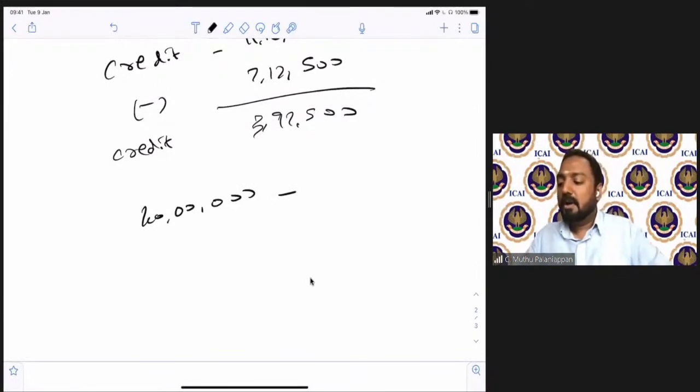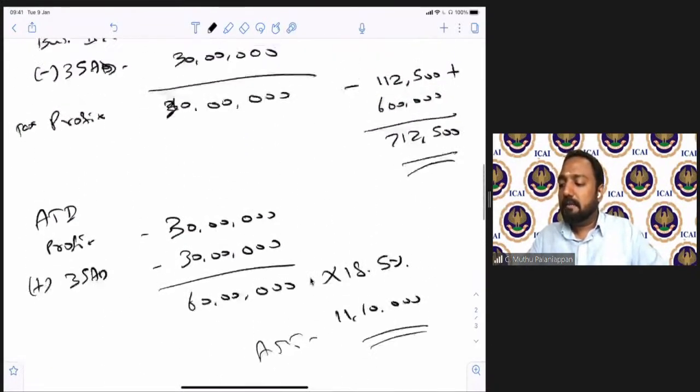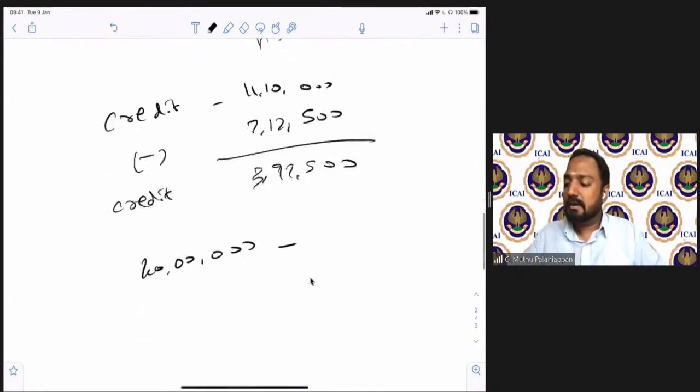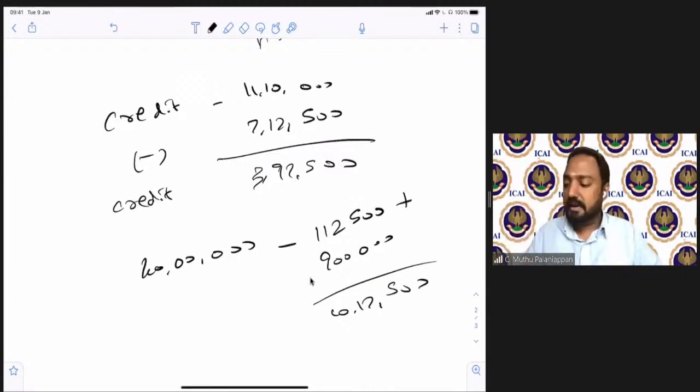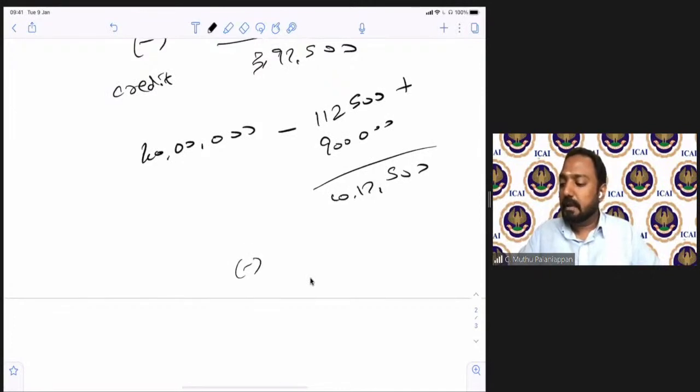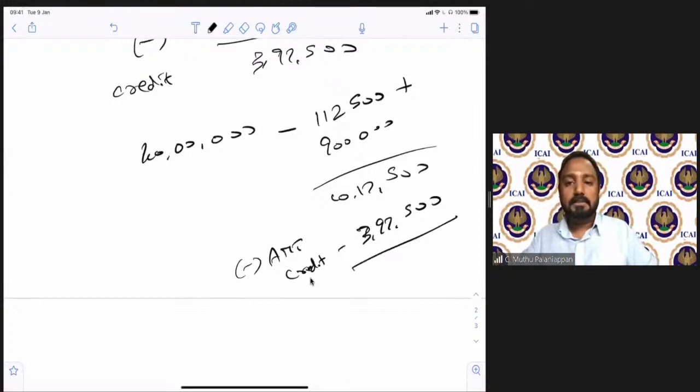My regular rate will be computed on 40 lakhs, which will be, let's say, 112,500 plus on the 30 lakhs, I'll have to pay 9 lakhs. So it is 10,12,500. In this 10,12,500, I can take AMT credit, because I've already paid excess in the earlier year. So government says now you take credit of this 397,500. So I'll pay only the balance, that is 612, 615 if I'm right.